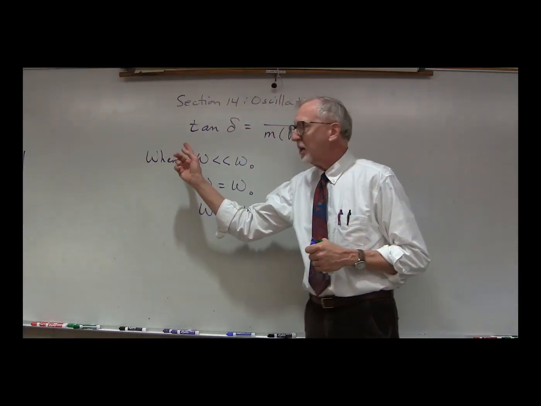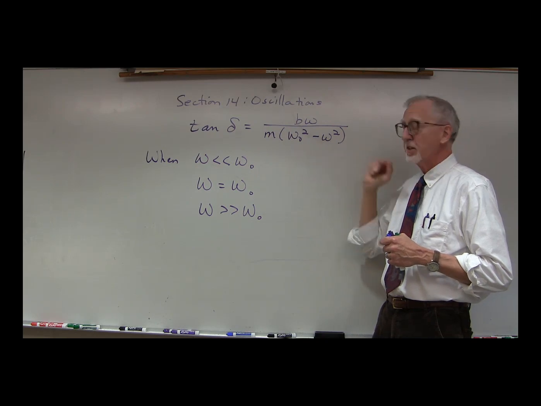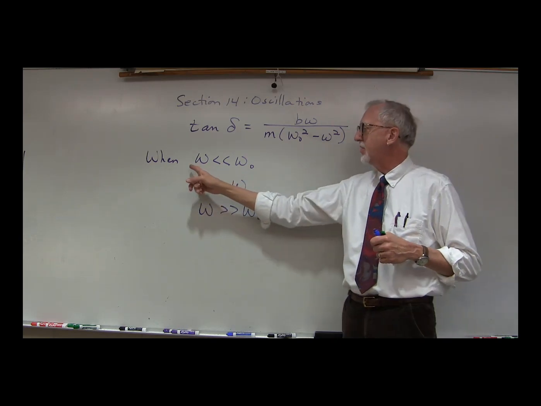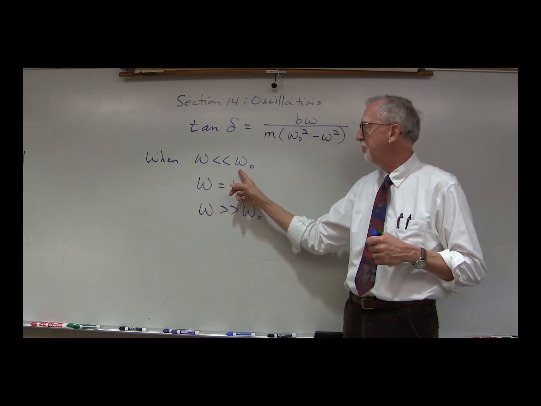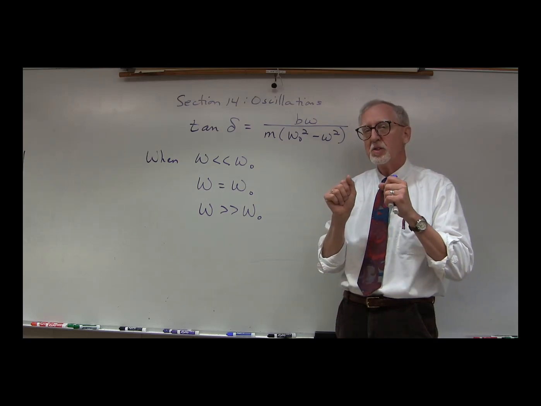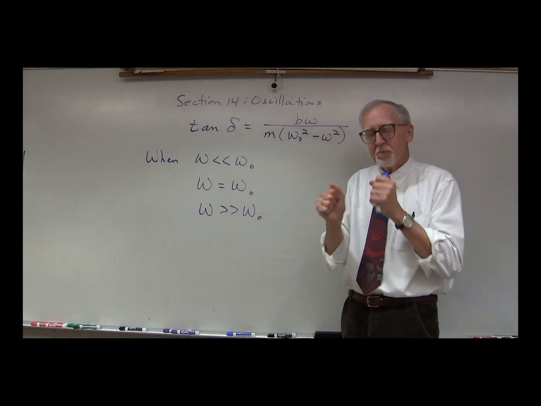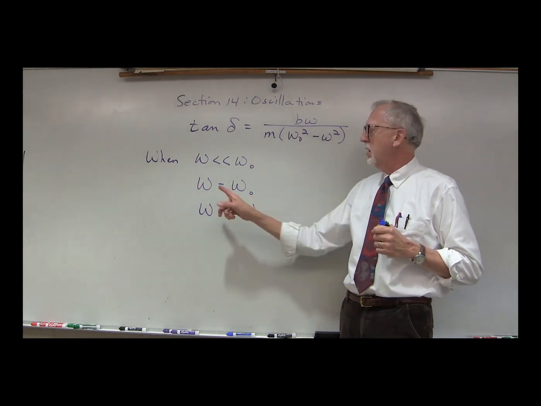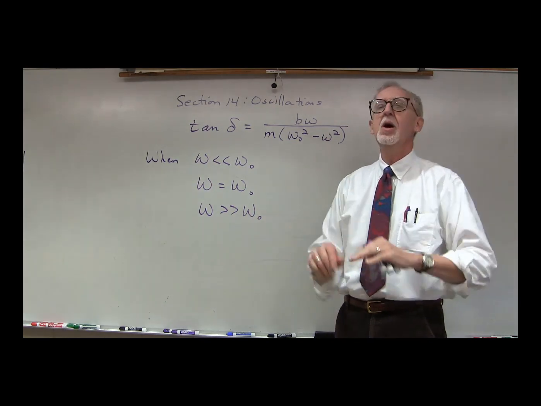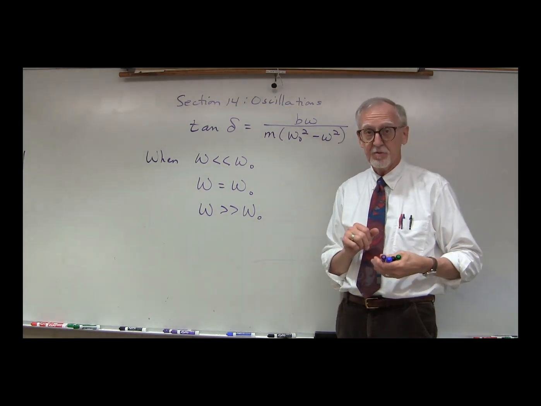Remember, our solution for delta was tan delta equal to b omega over m times (omega naught squared minus omega squared). Let's look at this in three different extremes, so to speak. First, when omega is much, much less than omega naught. In other words, we're applying a forcing function that's very, very slow compared to the resonant frequency. Second, when omega is much larger than omega naught, in other words, we're applying a forcing function that's much faster than the resonant frequency. And then when omega is equal to omega naught, in other words, the forcing function is just equal to the resonant frequency, like pushing the child on a swing just at the frequency that they swing back and forth. So what do we get?